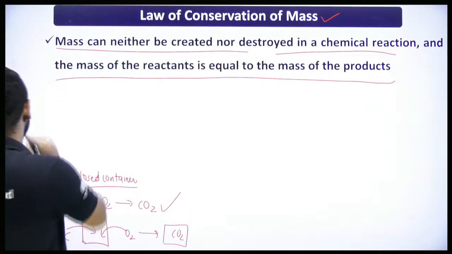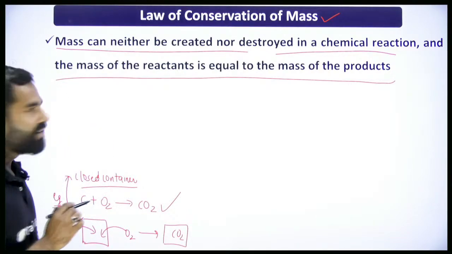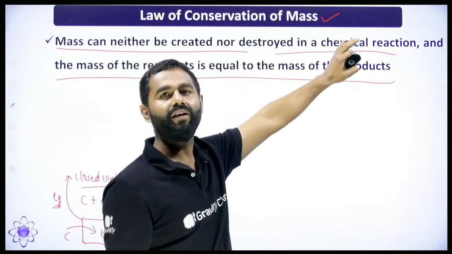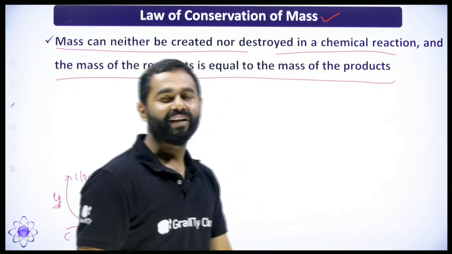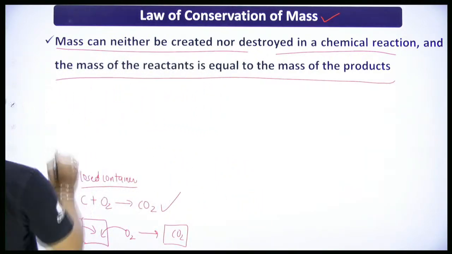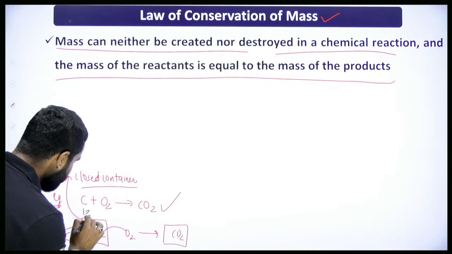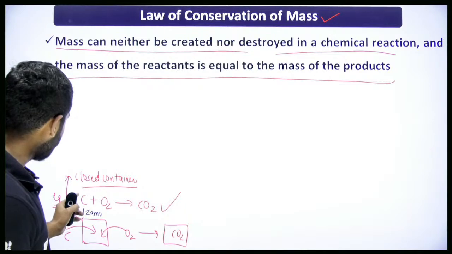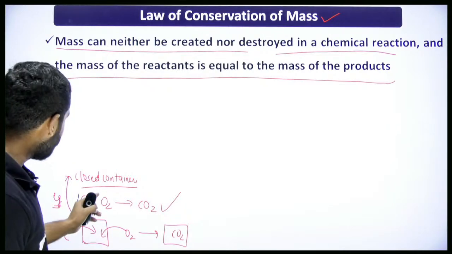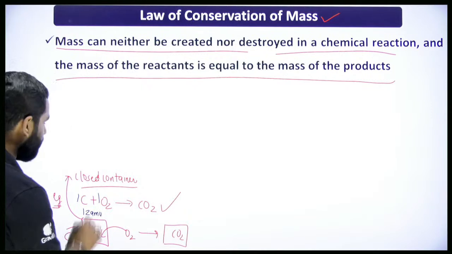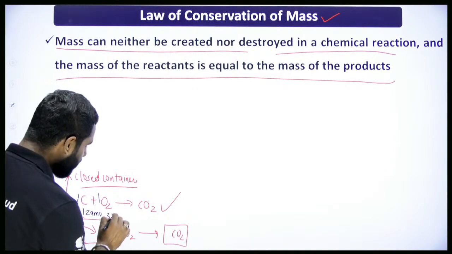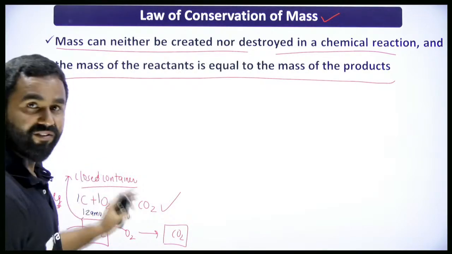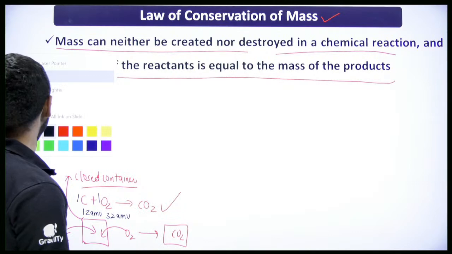So look at here. If I talk about the mass, the statement says the mass can neither be created nor be destroyed in the chemical reaction, right? That means what? That means the mass of carbon is 12 amu, right? One atom of carbon reacts with one molecule of oxygen. What is the mass of an oxygen molecule? 32 amu, right?